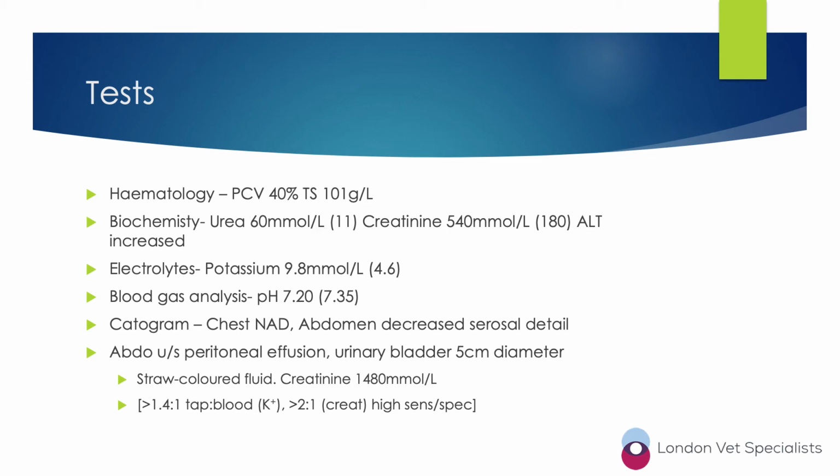An ultrasound-guided abdominal centesis revealed a small urinary bladder, and centesis of free fluid found within the abdomen showed an increase in potassium and creatinine compared to the peripheral blood. So the tests that we can perform here show that a 1.4 increase in potassium of the fluid relative to blood, or a 2-to-1 increase in creatinine, are extremely highly sensitive and specific tests for uroabdomen.